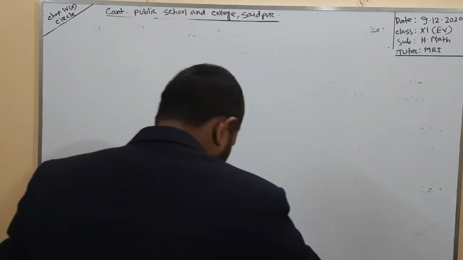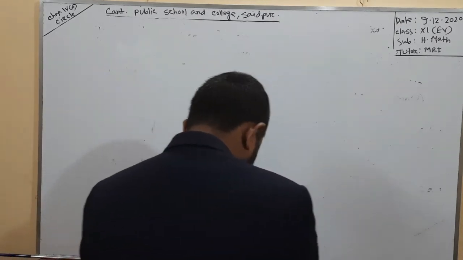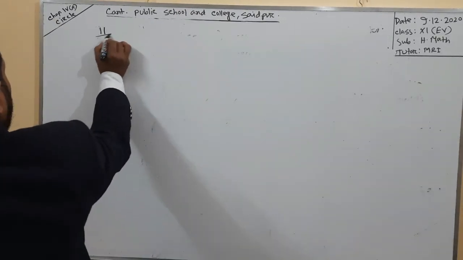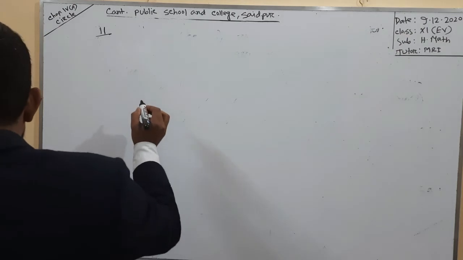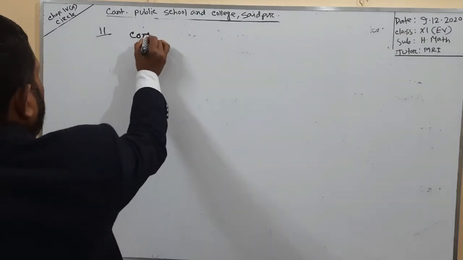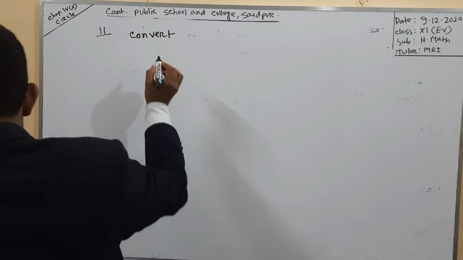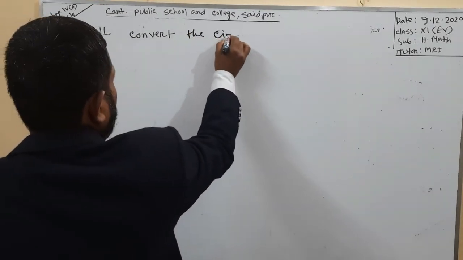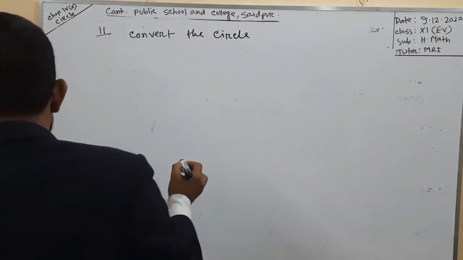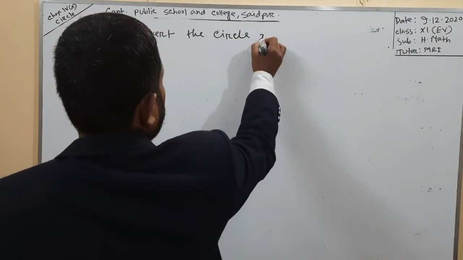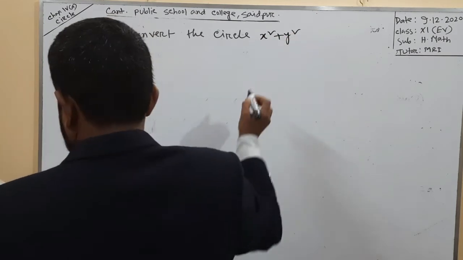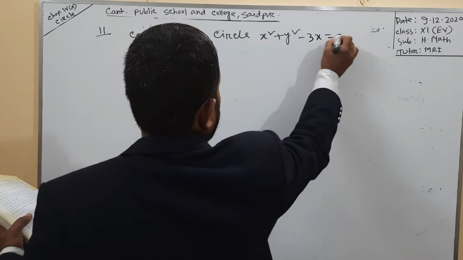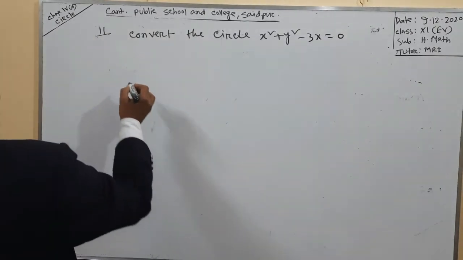Now another one. Convert the circle x square plus y square minus thrice x is equal to 0 into polar form.